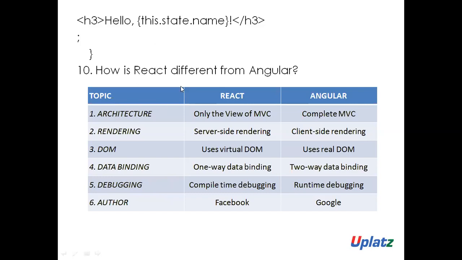How? So in architecture, in MVC, that is Model View Controller, React is only based on view, but Angular is using all three. It is server-side rendering, it is client-side rendering. It uses virtual DOM, whereas Angular uses real DOM. Data binding is one-way binding in React, but in Angular it is two-way binding.